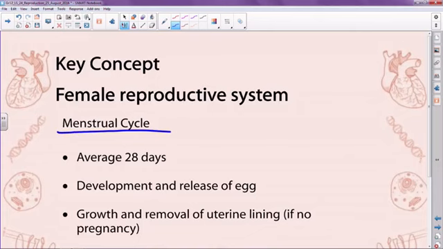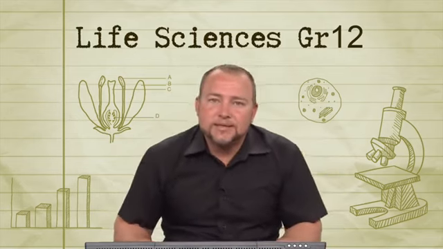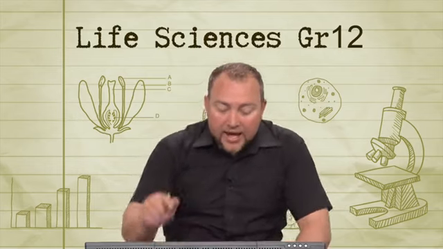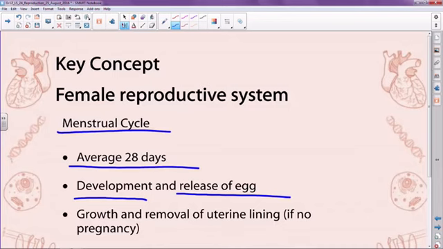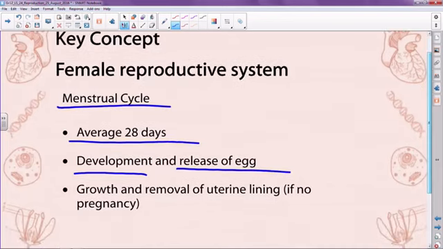It happens every month. That is when we make an egg and we release an egg, okay? Now remember, in life science, we always generalize, okay? So we say the average is a 28-day cycle, okay? It's the development and the releasing of eggs. That's what the menstrual cycle is. It's the producing eggs and the releasing eggs. And then lastly, the growth and the removal of the uterine lining if no pregnancy occurs.